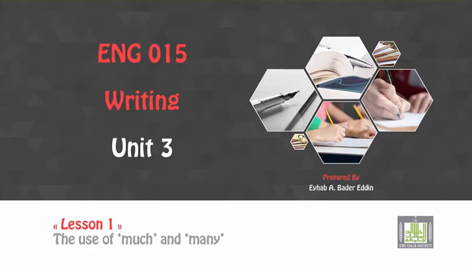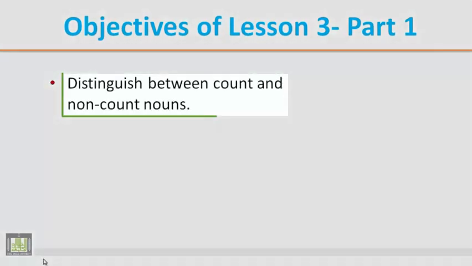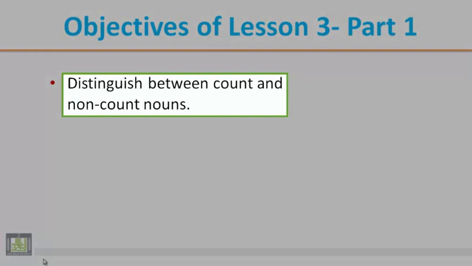As usual, we're going to start by looking at the objectives of this lesson. The first objective is to let students distinguish between count and non-count nouns. الهدف الأول من هذا الدرس هو تعريف الطالب بكيفية التمييز بين الأسماء المعدودة وغير المعدودة, because the way you distinguish between these nouns is your guide to the use of much and many. لأن التمييز بين الأسماء المعدودة وغير المعدودة هو الأساس لاستخدام much و many.